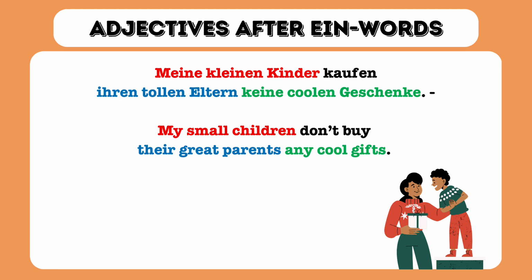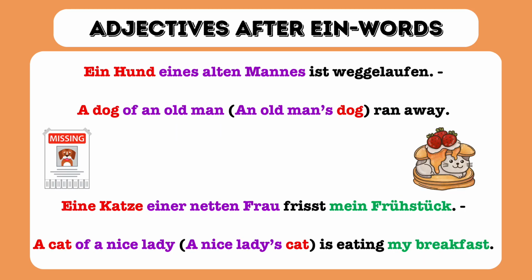Ein Hund eines alten Mannes ist weggelaufen. A dog of an old man ran away. Eines alten Mannes. In the genitive case, we have again an S at the end of the article and at the end of the noun. The en is added to the adjective. Eines alten Mannes. Ein Hund eines alten Mannes ist weggelaufen.